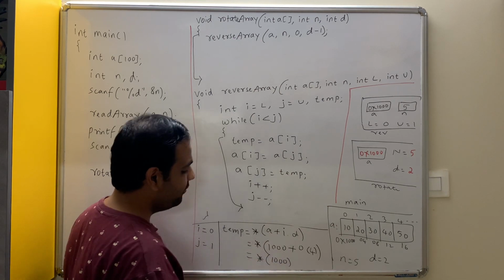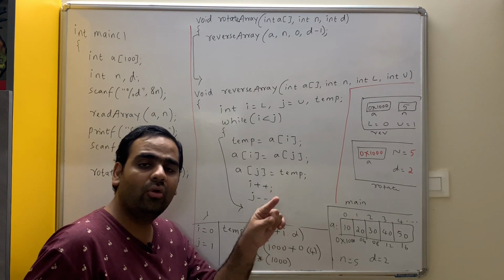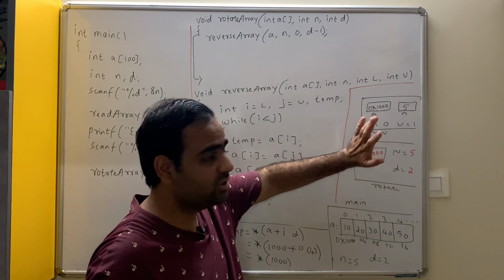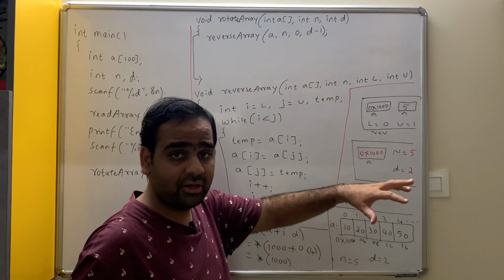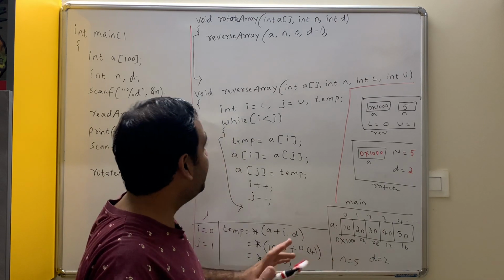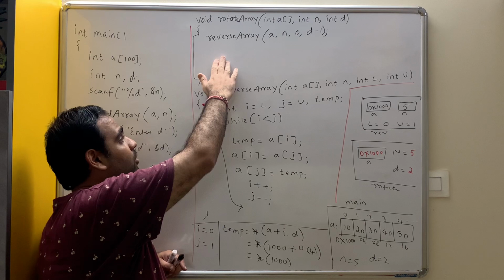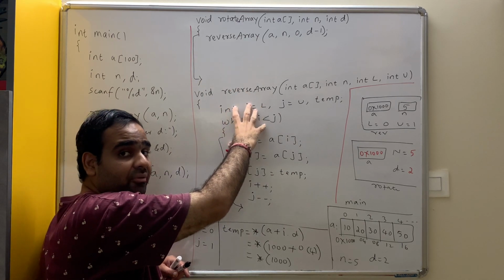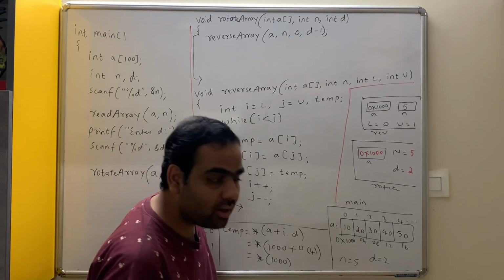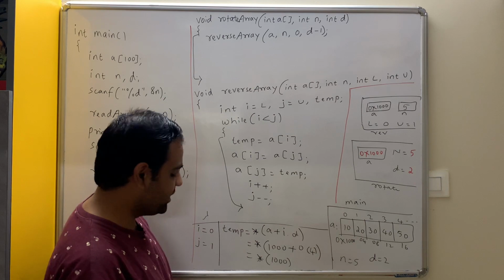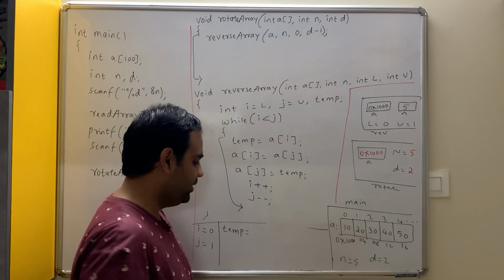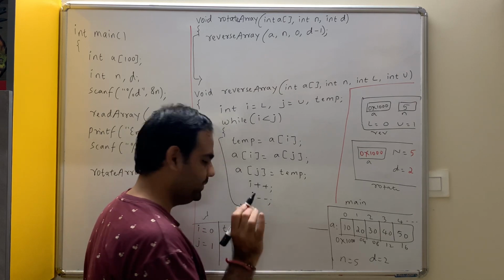Now tell me, what is star 1000? It means go to address 1000 and fetch the value. Now where is address 1000? Is it in the reverse array function? No. Is it in the rotate array function? No. It is in the main function. Are you getting it? Now see here, main has called rotate array, which has called reverse array, but from reverse array I am directly accessing the array of main through the address. Now star 1000 means 10, therefore what will the value of temp become? It becomes 10. Needless to say.